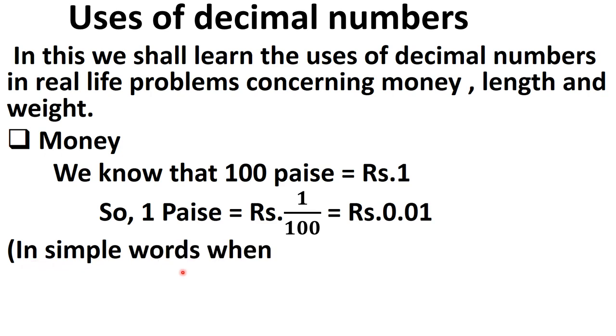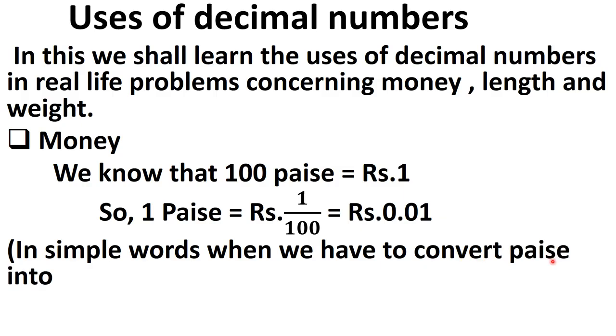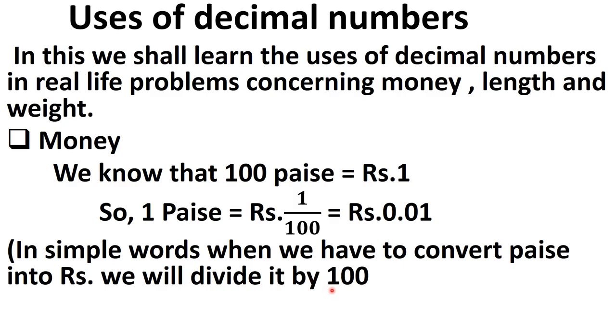In simple words, when we have to convert paise into rupees, we will divide it by 100. This we have done, na? We have divided rupee 1 by 100. So if we have to convert any paise into rupees, we will divide it by 100. Now see one example. It will be more clear to you with the help of example.